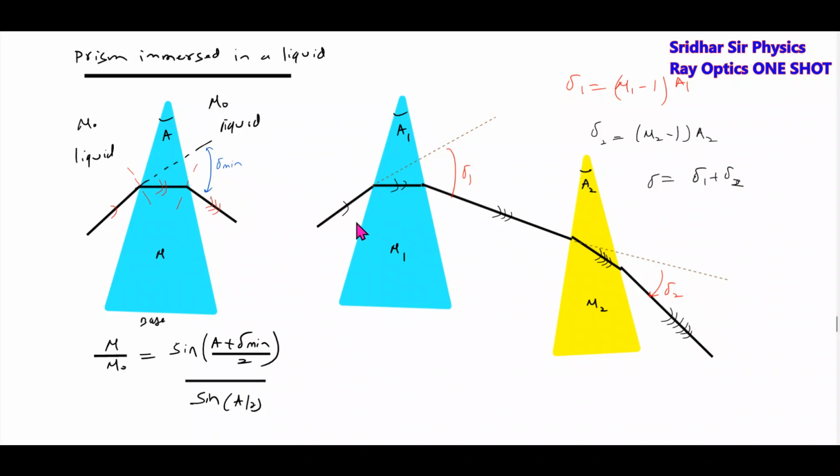If two prisms are there next to each other, the ray is incident here, will undergo refraction, and will come here. The first prism will produce a deviation, for a small angle prism, (mu1 minus 1) into A1. And this emergent ray will pass through the second prism and it will undergo the deviation (mu2 minus 1) into A2. The net deviation is delta 1 plus delta 2. This is the net deviation.